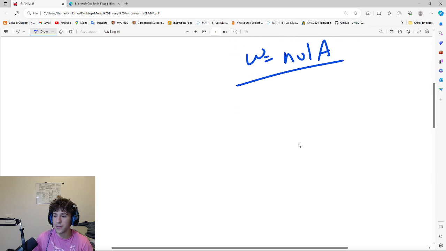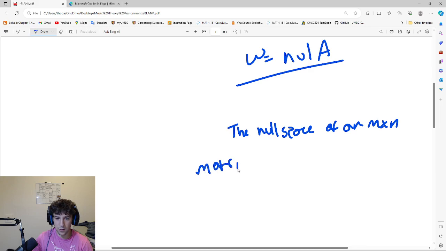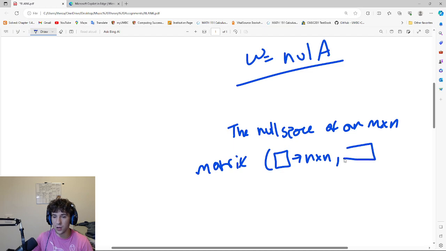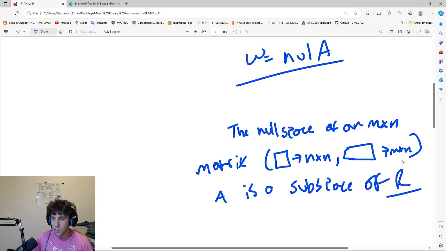And then we have to use a theorem. The null space of an m by n matrix. Note it's m by n, so it's not going to be a perfect square, right? This would be an n by n matrix. An m by n matrix is going to look more like a rectangle. So keep that in mind. A is a subspace of R to the n.